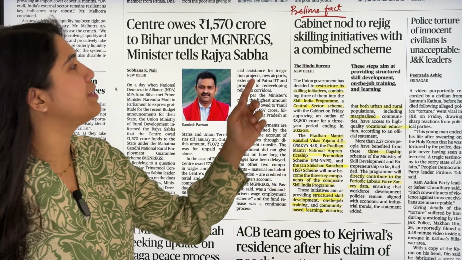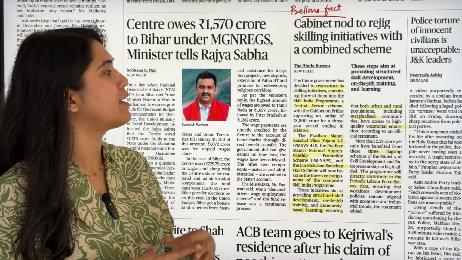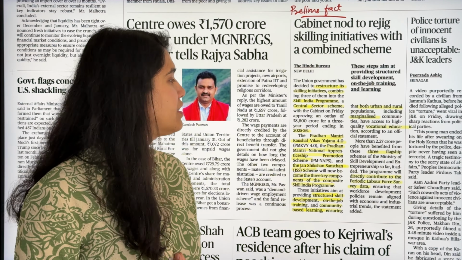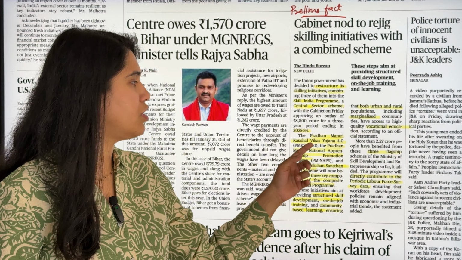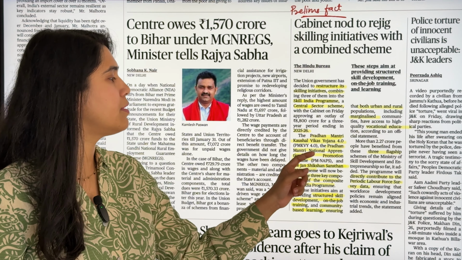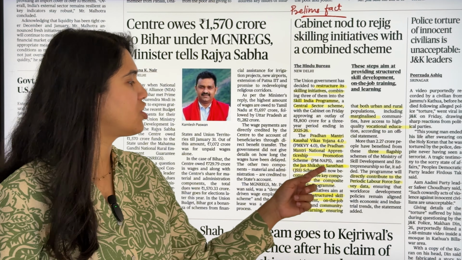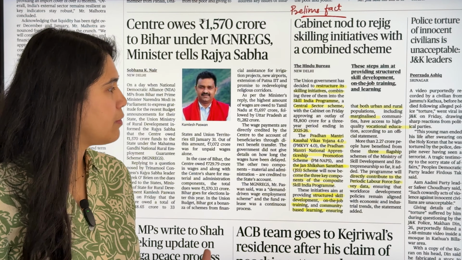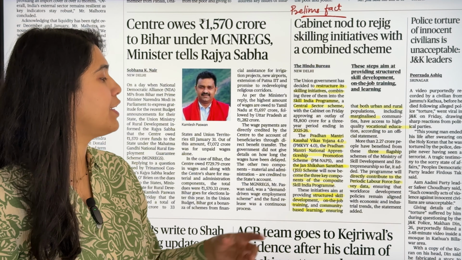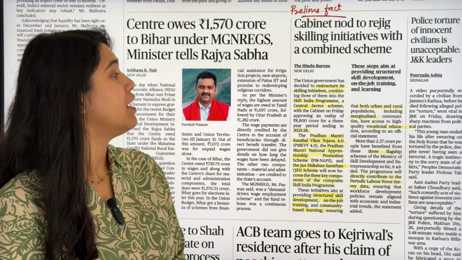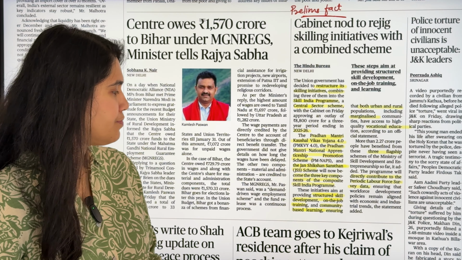So another article: Cabinet nod to merge skilling initiatives into a combined scheme. Cabinet is trying to mix all three schemes of skilling: Pradhan Mantri Kaushal Vikas Yojana 4.0, the Pradhan Mantri National Apprenticeship Promotion Scheme (PM-NAPS), and the Jan Shikshan Sansthan, and they will make it one. Three components of the Composite Skill India programme, a central sector scheme. Central sector scheme means all funded by the central government.